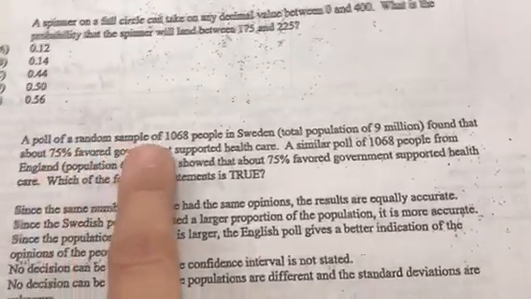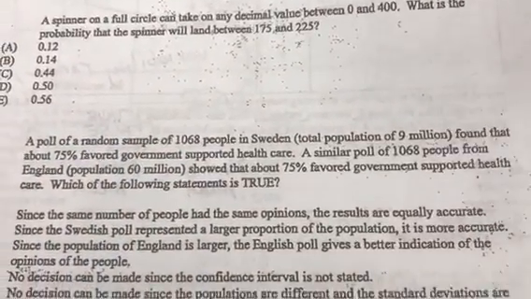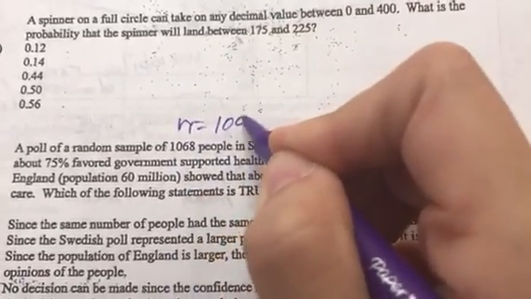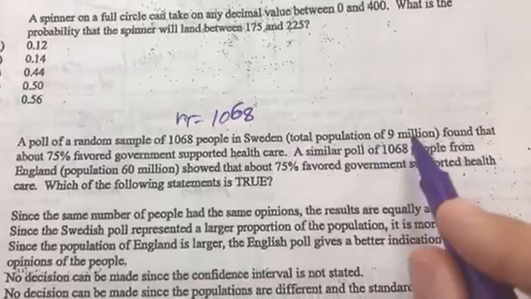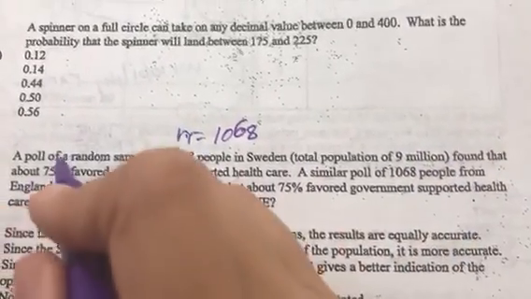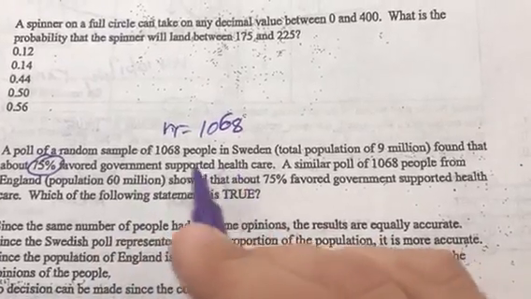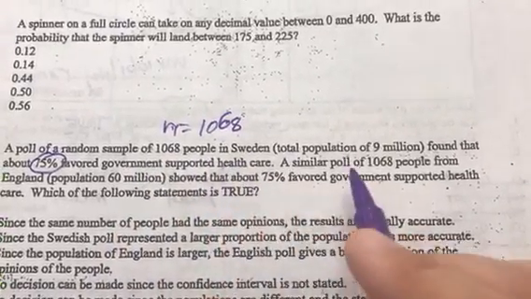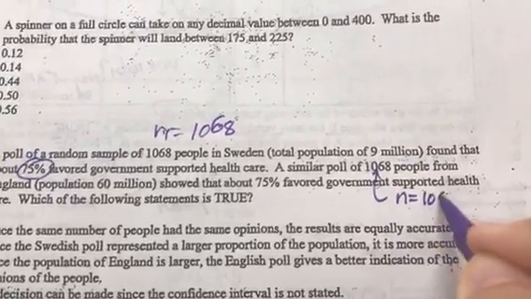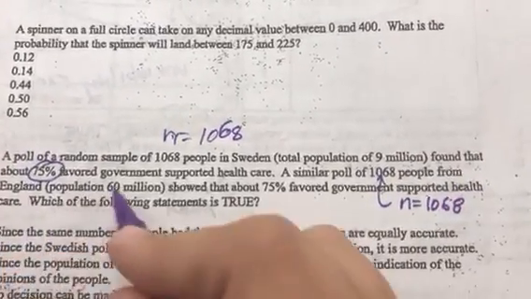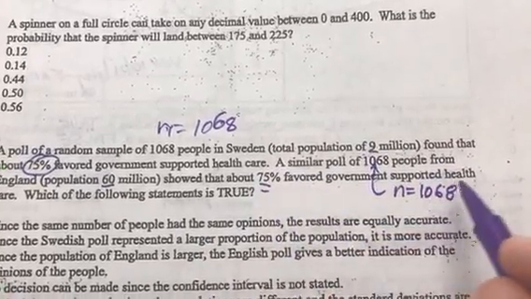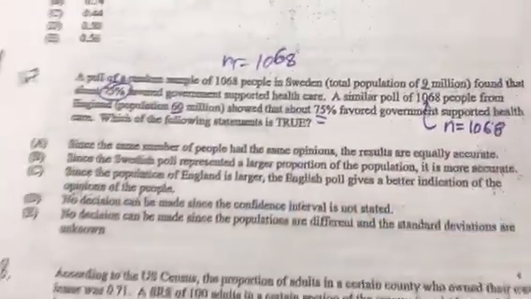167 states: a poll of a random sample of 1068 people in Sweden, which has a total population of 9 million, found that about 75% favored government health care. Now, another poll, from England, which had a much larger population, showed the same thing, about 75% supported health care. What would be a true statement?